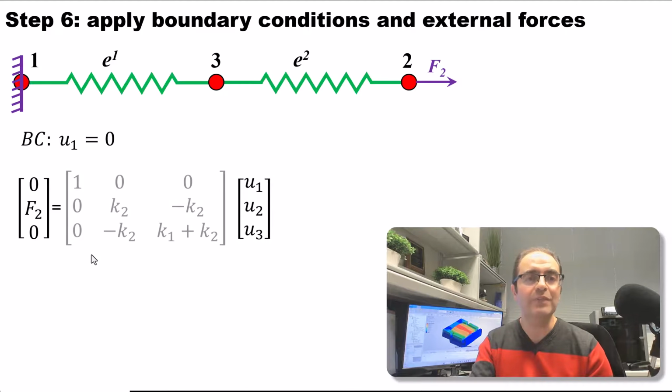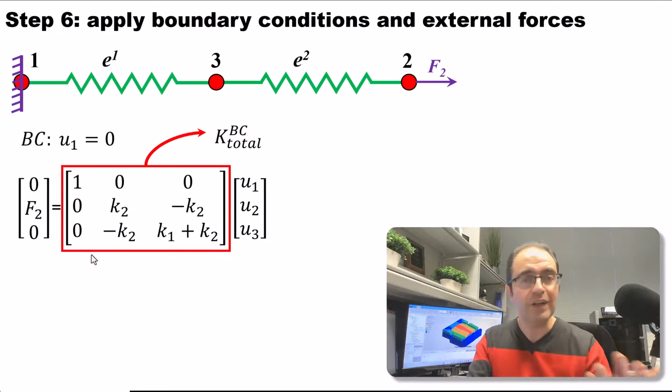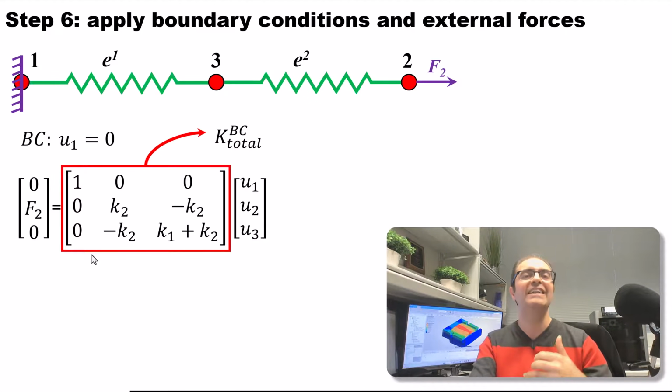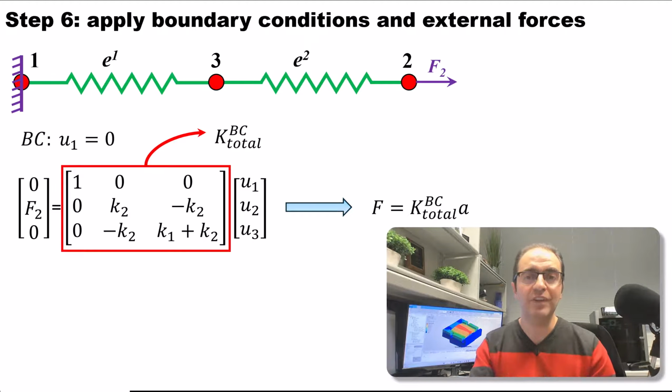In this problem, then, we have a new matrix. The changed matrix, the total stiffness matrix, has been changed. Now we call it total stiffness matrix with superscript BC, meaning that boundary condition has been applied to it. We now have a new equation, F is equal to K total BC times A. We can solve this equation.